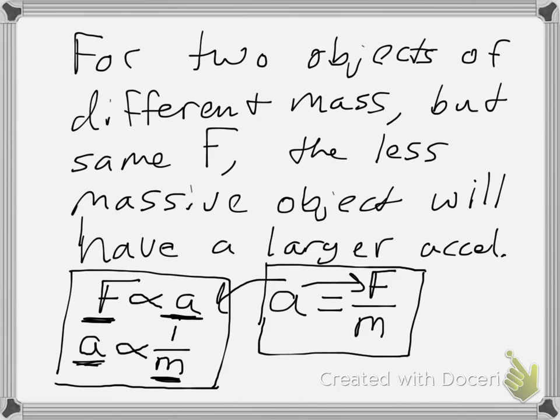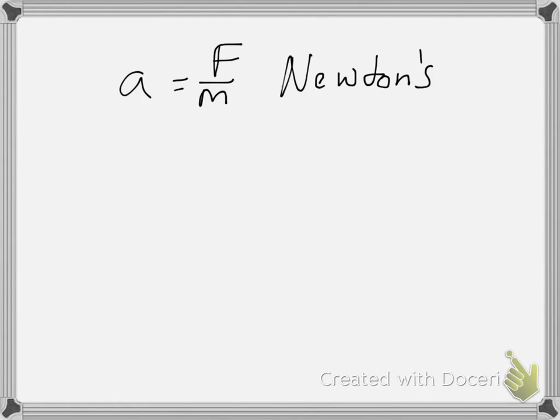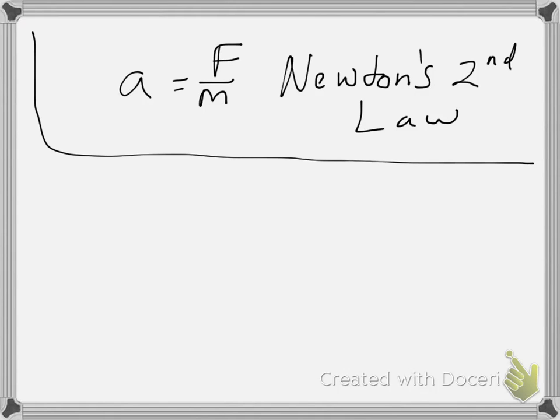A and F are directly proportional. As one gets larger, the other gets larger. And a and m are inversely proportional. A is up top on this side and m is on the bottom on this side. So as m increases, a will decrease. So this expression, a equals F over m, is the equation form of Newton's second law. Okay? Now this is not exactly how he wrote it, but this is how it's often presented in introductory texts.